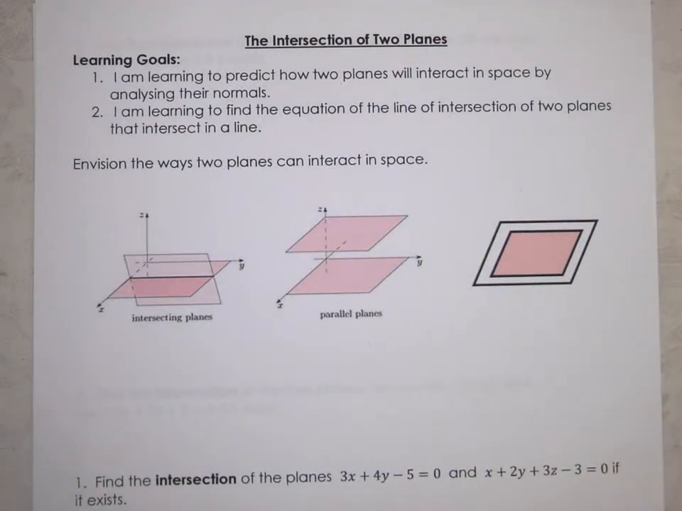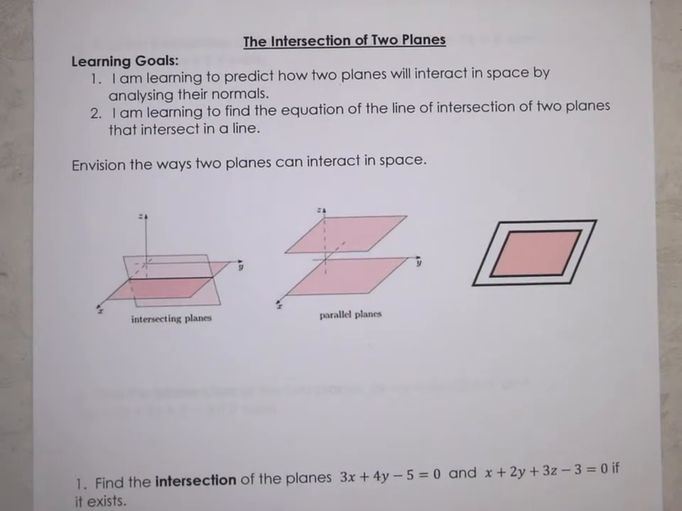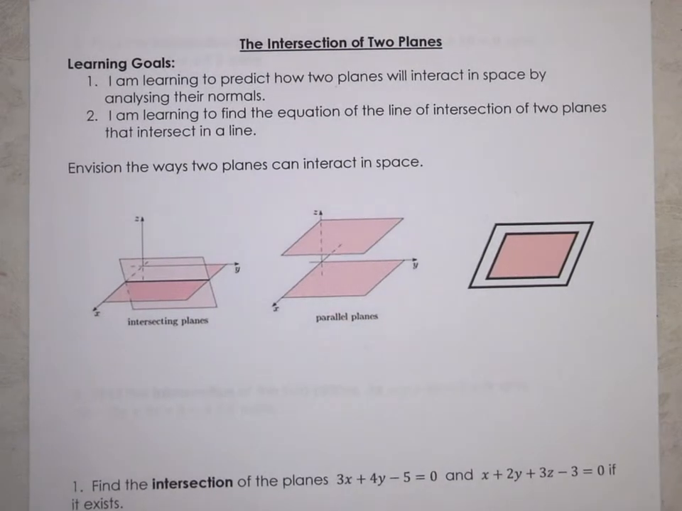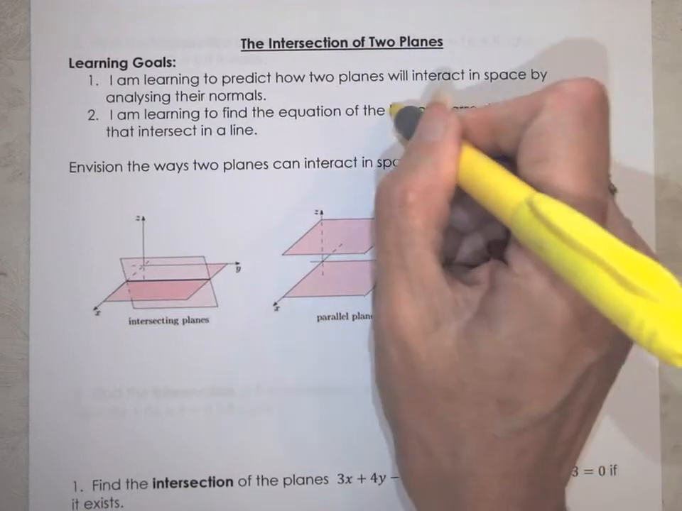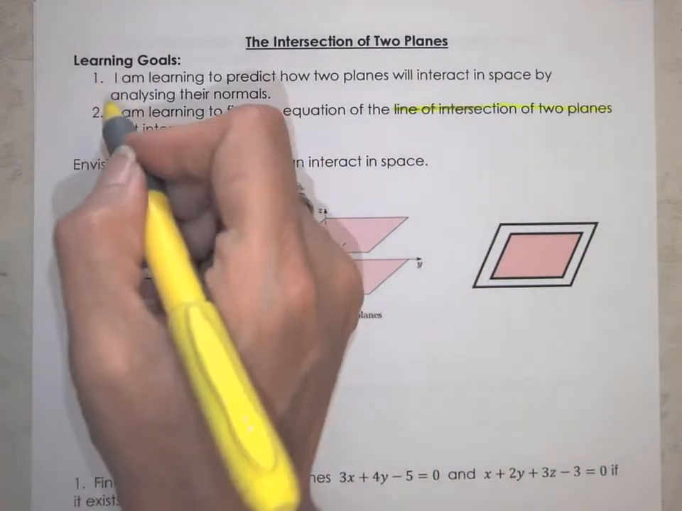Okay, this lesson is on the intersection of two planes, and we're going to learn how to predict how two planes will interact in space by analyzing their normals and learning to find the equation of the line of intersection of two planes. It's important here. That intersect in a line.